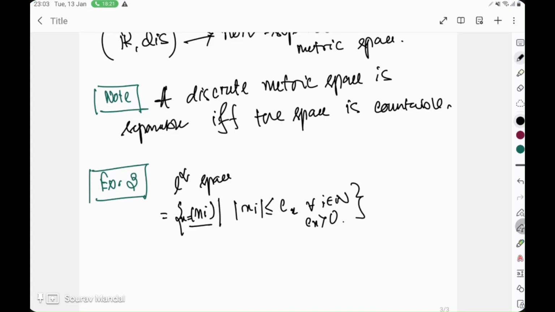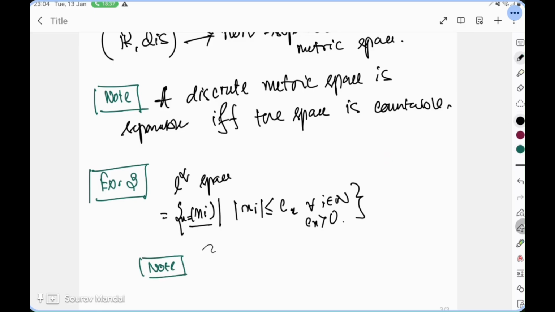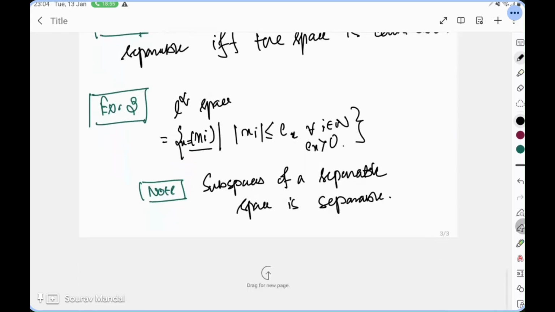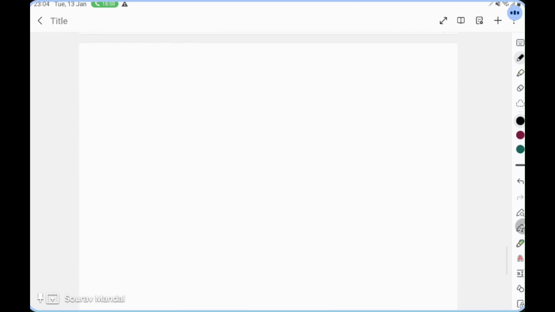No, because we cannot find any countable dense subset. Okay, so how to prove that? And there is another note: a subspace of a separable space is separable.